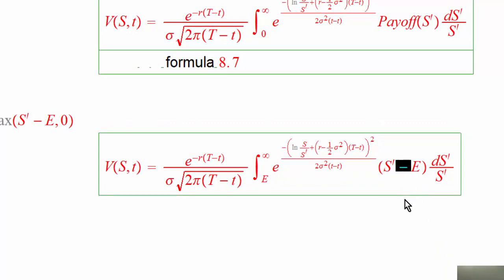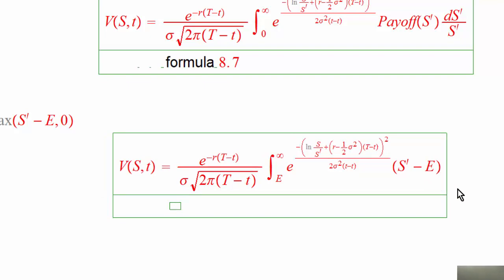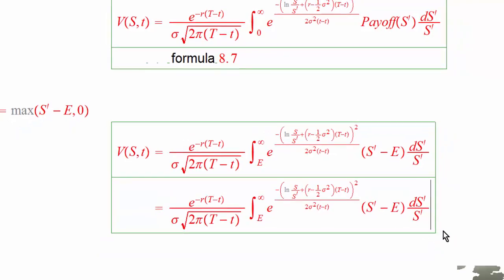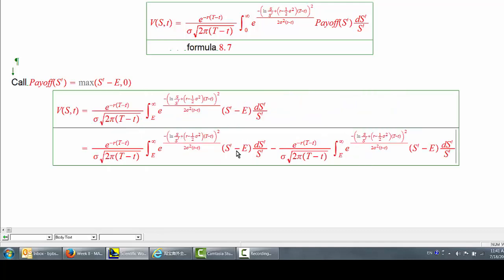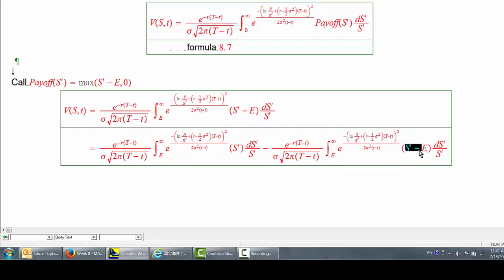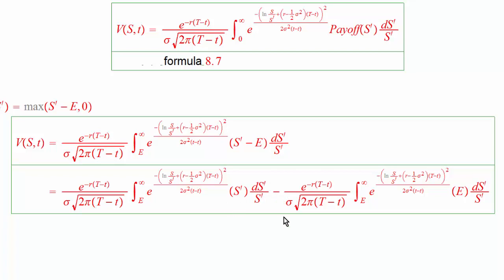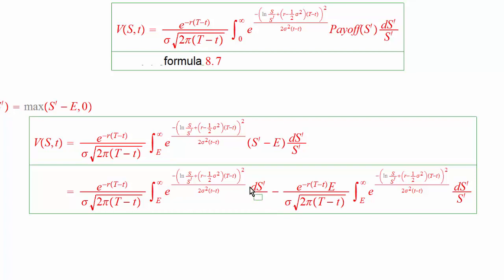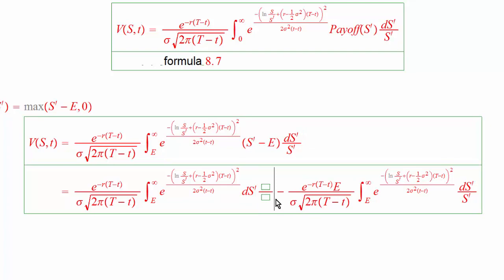All right, I'm going to break it up into two pieces across this minus sign. Oh, and I lost my dS. I broke it up over that minus sign because now I'm integrating two things here. This one's just a constant, this E. If it's just a constant, I can bring it to the outside. Done. So now I'm just integrating this E piece raw. This S prime here, that's going to cancel that. So I've broken it up into two pieces and done my simplifying.